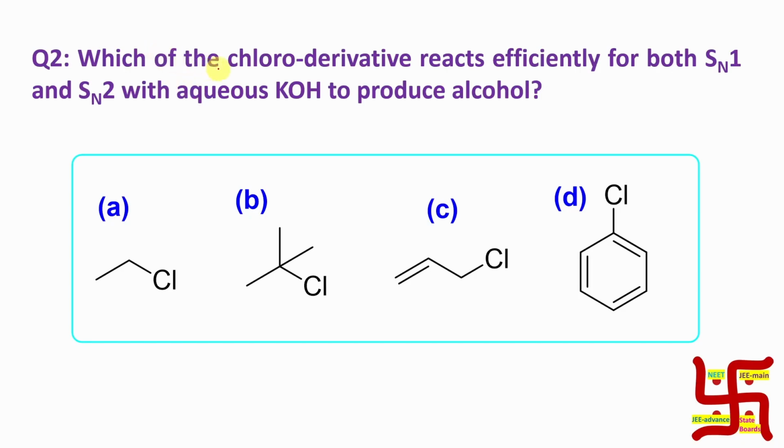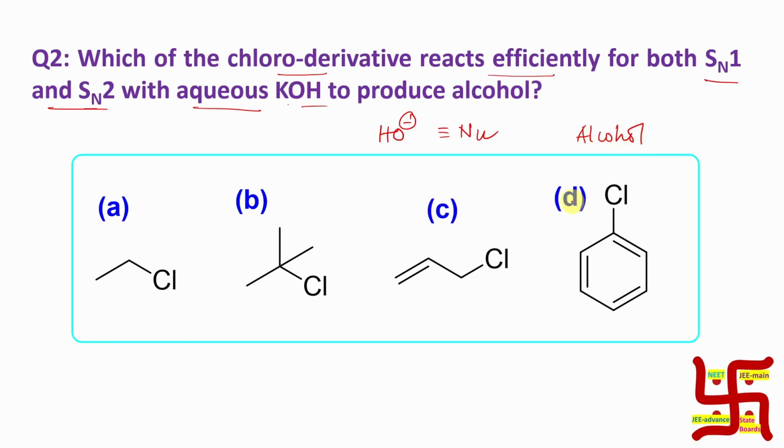So the question: which of the chloro derivatives reacts efficiently for both SN1 and SN2 with aqueous KOH to produce alcohol? Four options. By the way, it looks quite awkward that one substance will be effective for both SN1 and SN2. It's not normal, it's not common. It's a special example. With KOH, the hydroxyl ion is acting as the nucleophile, and obviously the product is alcohol. So this question is actually alkyl chloride to alcohol preparation.